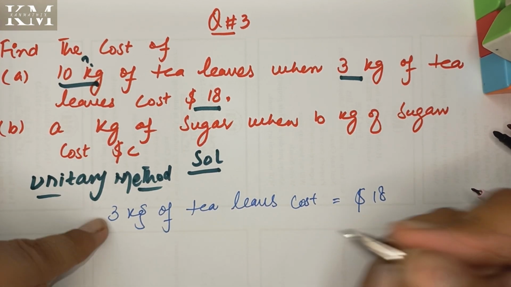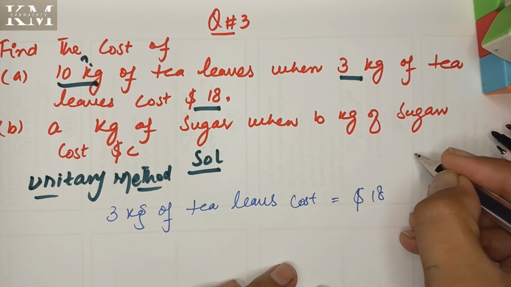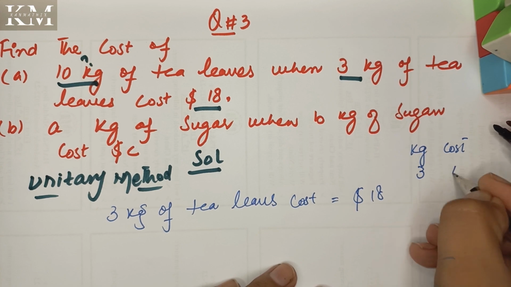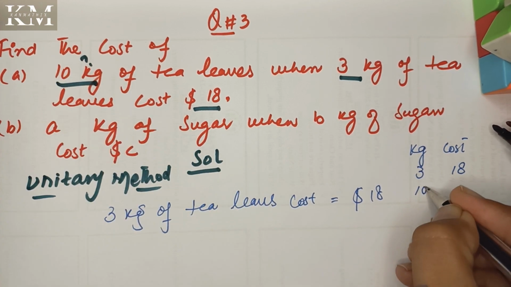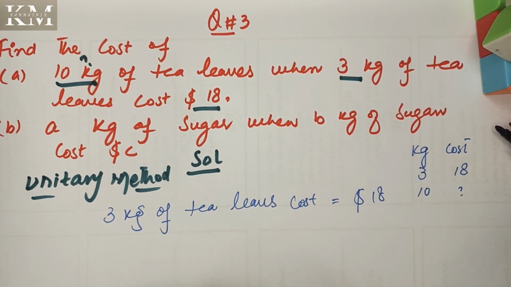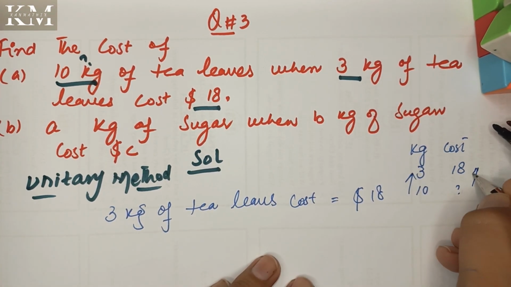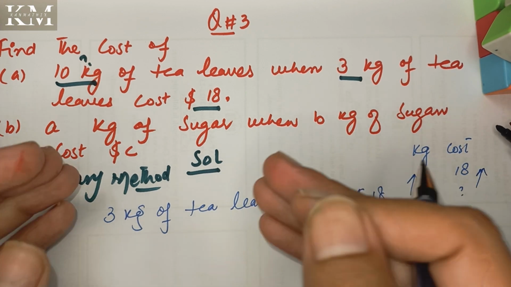Let's check the relation first, between kg and cost. When you have 3 kg, the cost is 18. Now you are interested to find 10 kg, it means that the cost will be more. When the kgs are more, the cost will be more. It means that you have the direct relationship, direct proportion.